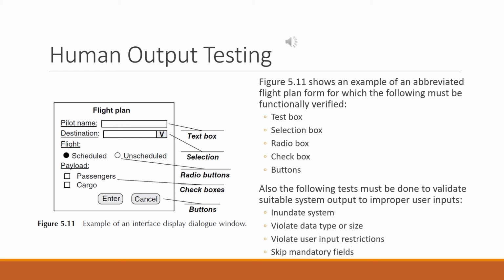Buttons. Pressing the Enter button will activate the flight plan, and pressing the Cancel button will terminate the request without activating the flight plan. Also, the following tests must be done to validate the suitable system output to improper user inputs. Inundate system. Violate data type or size. Violate user input restrictions. And lastly, skip mandatory fields. These were covered in the previous slide, so please reference that slide for explanation.